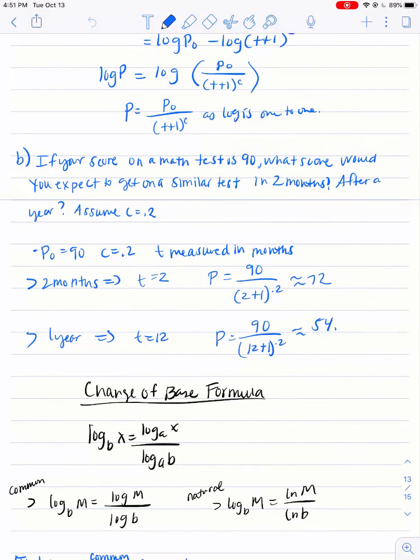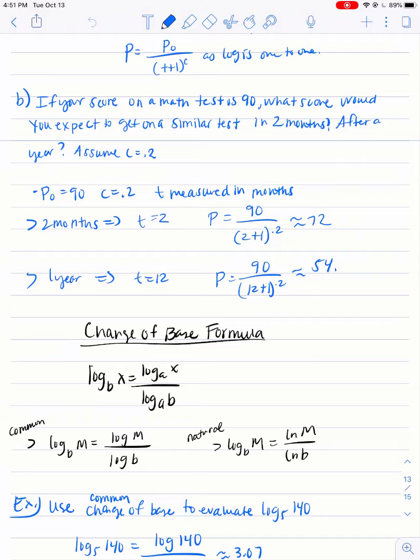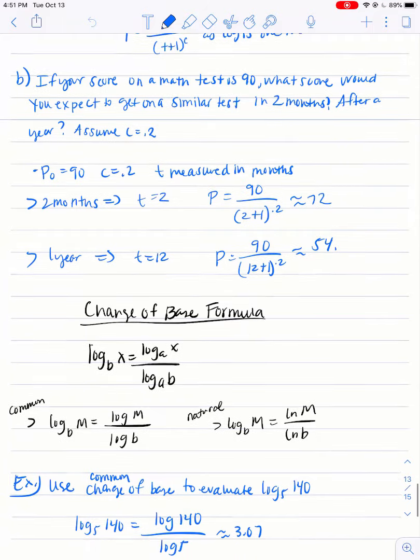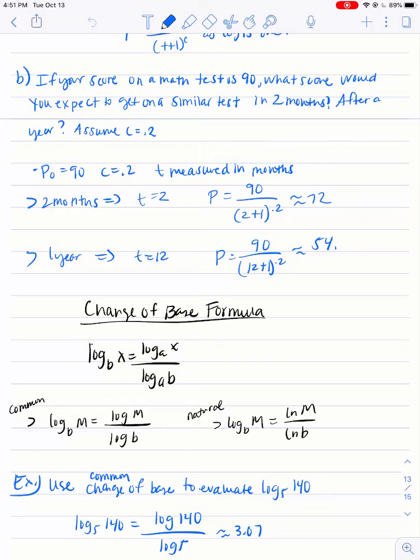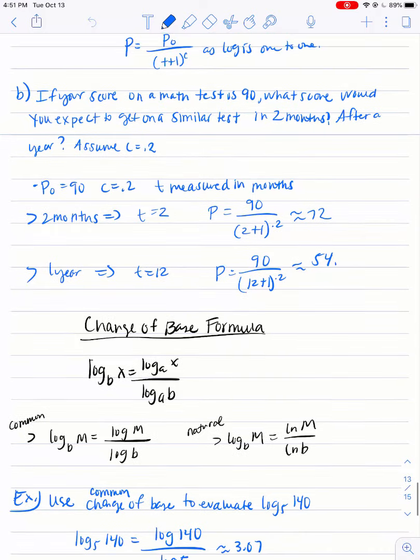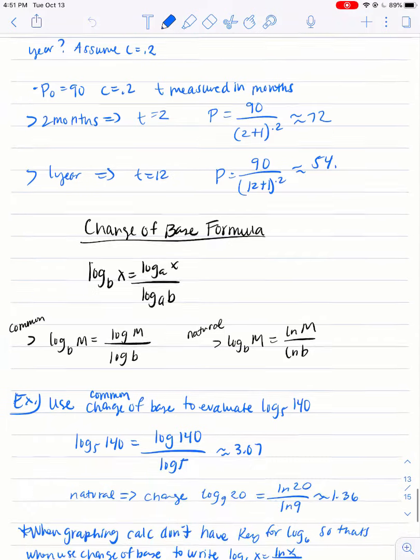Alright, so our part B is, if your score on a math test is 90%, what score would you expect to get on a similar test in 2 months? After a year, assume c is 0.2. Okay, so our p0 is 90, c is 0.2, and t is measured in months. So for 2 months, our t equals 2. So I just plug that in. So I have p equals 90 over (2 plus 1) to the 0.2, and that's approximately 72. And then a year, our t is 12 because it's measured in months. So p equals 90 over (12 plus 1) to the 0.2 is approximately 54.